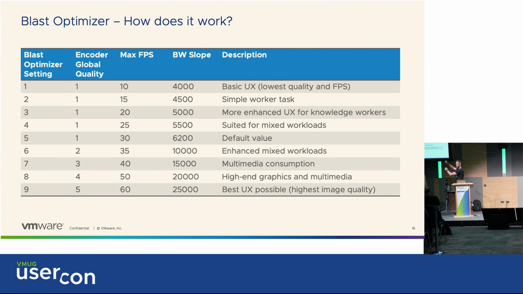If you want to take a picture, please do that, because there's no documentation that can be found online on what the values are. I'm hoping for the team at VMware to update these values on the website anytime soon. But yeah, the settings in the Blast Optimizer can be configured from 1 to 9, and it'll automatically adjust the rest of the values like shown in the table. So the frames per second will be adjusted on a 5-step basis. Then the global quality encoder quality will be adjusted, and the bandwidth slope will be adjusted as well.